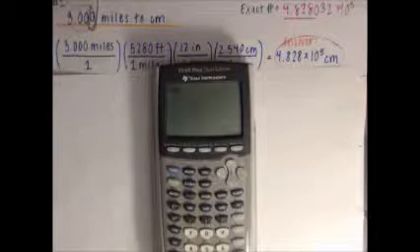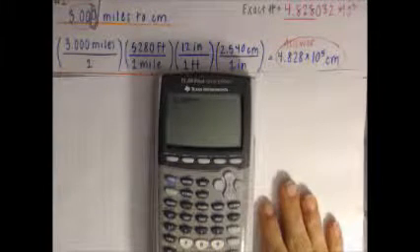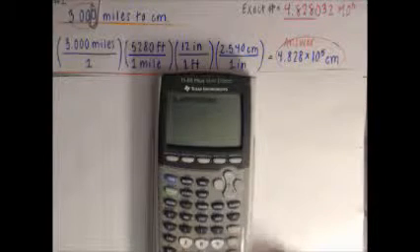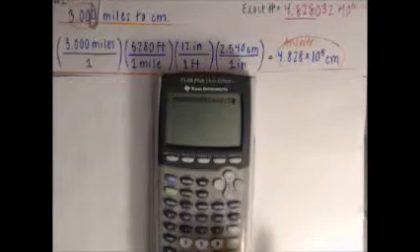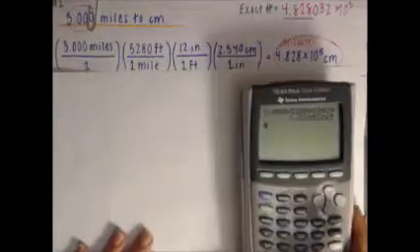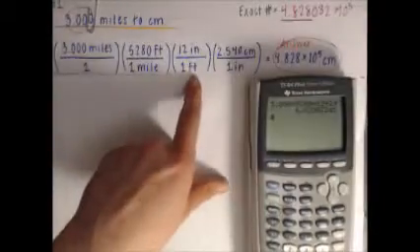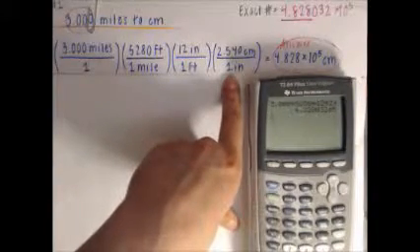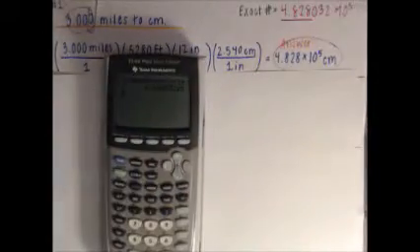So, we are going to take 3.000 and multiply that by 5280. We're going to multiply that by 12 and then multiply that by 2.540 and then hit enter. As you may have noticed, on the bottom we have 1 mile, 1 foot, and 1 inch. As previously stated, it is unnecessary to divide or multiply by 1 because it will not affect the final answer. Therefore, we have our final answer.